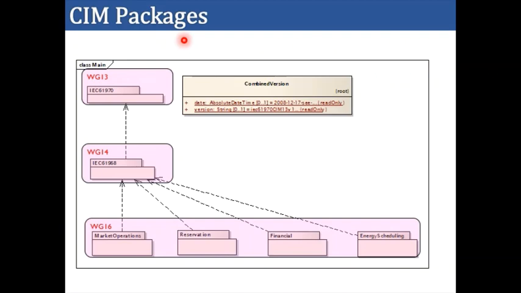What are the various SIM packages? So we have three major SIM packages, as we discussed in the previous video also. We have IEC 61970, we have 61968, and then we have IEC 62325. 61970 is for transmission, 61968 for distribution, and 62325 is for the market operations.